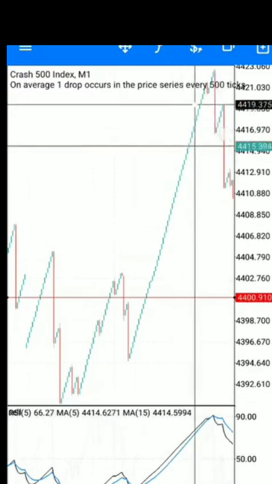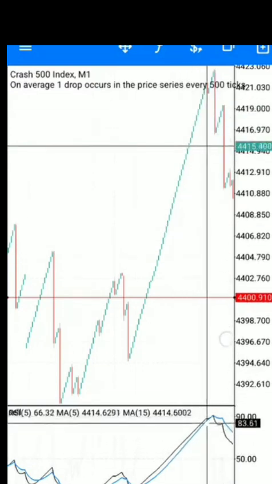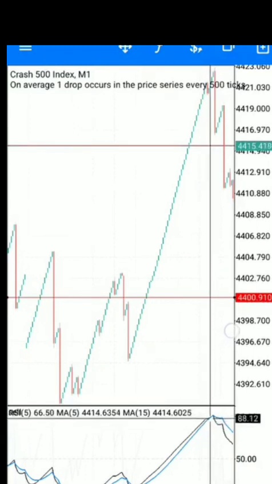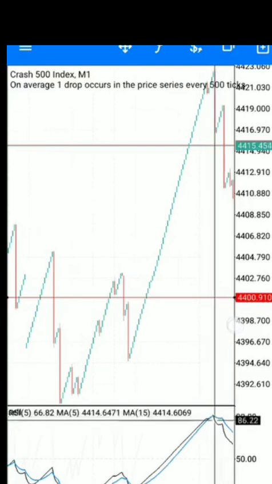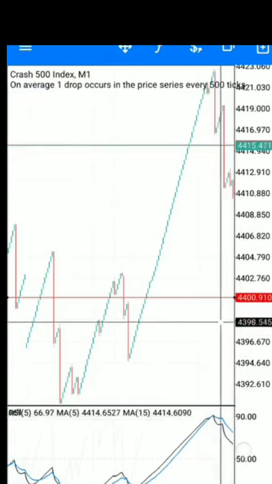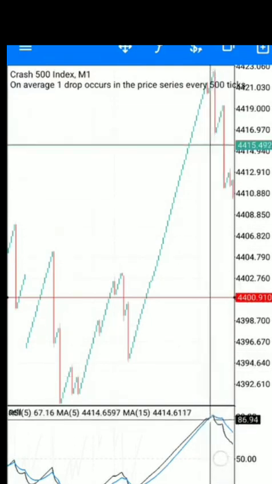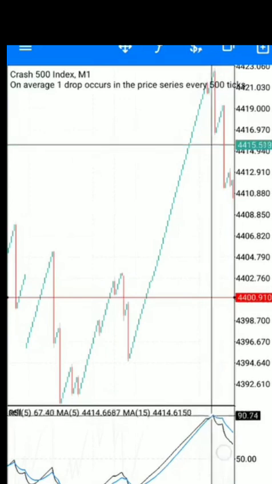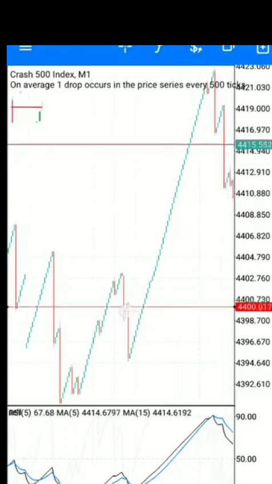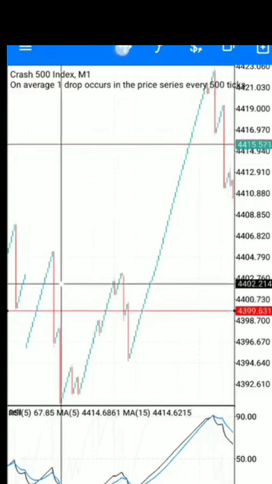Yes, Crash 500, Crash 1000, it will spike. So as soon as it gets very close to the line, you should sell from there. Sell and get ready to spike. If you sell around this point, just around this point where it got very close to it, as soon as it touches it, it spikes, and then you make this money to the downside. You understand? So that is for the sell.